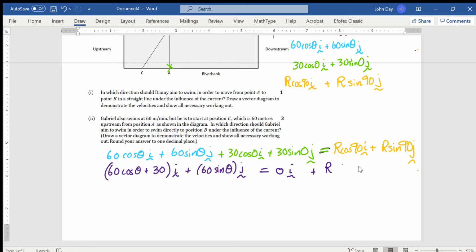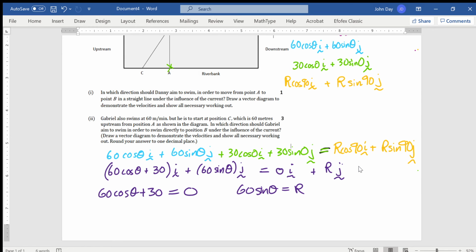And I've got RJ. Well, I don't know what R is, but R is 60 sine theta. However, I'm only trying to work out what theta is in this case, and I can equate together the horizontal, the I components, and the vertical, the J components. So I can say that 60 cos theta plus 30, on this side, the I parts, is equal to 0. I can also say 60 sine theta is equal to R, but that's not helpful in this circumstance.